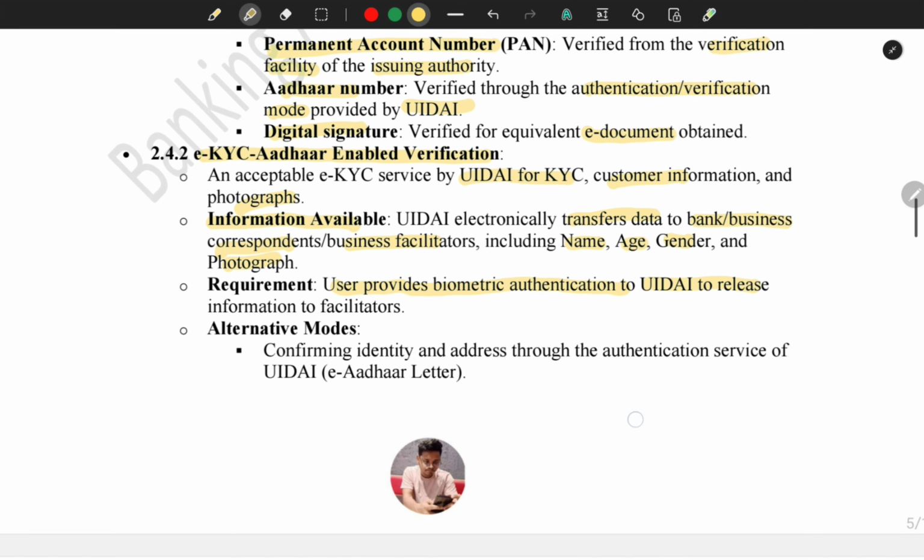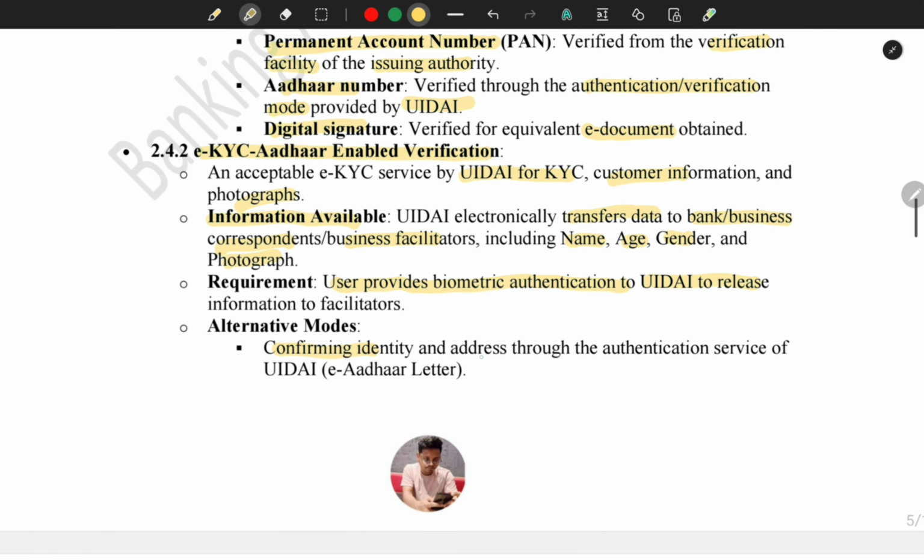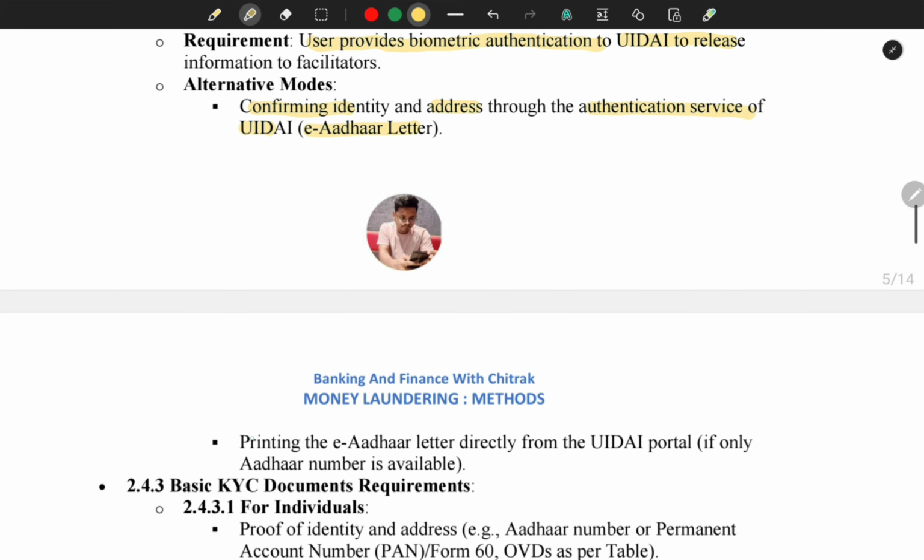What are the alternate modes? We can confirm the identity and address through the authentication service of the UIDAI, which is the e-Aadhaar letter, and one can download and print the e-Aadhaar letter and give it to the banking official from the UIDAI portal only when the Aadhaar number is available in the e-Aadhaar.